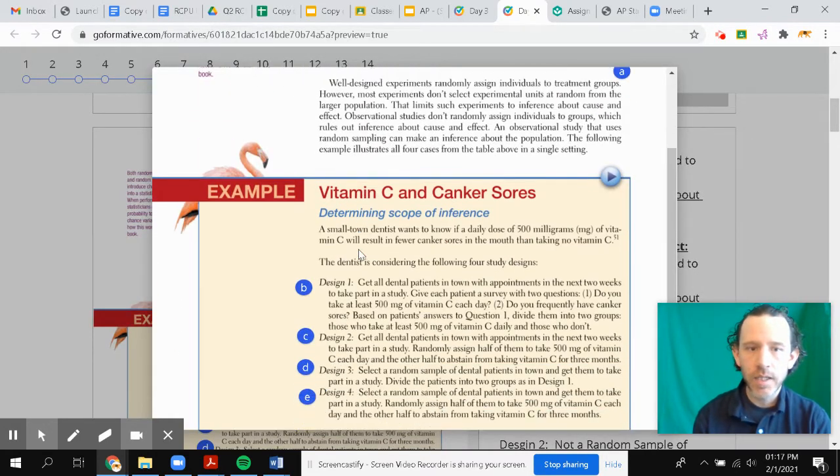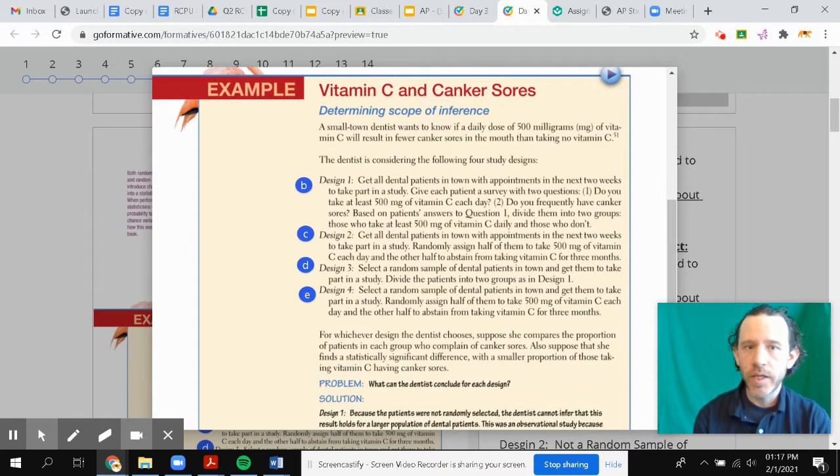Okay, so we're looking at this example where a small town dentist wants to know if doses of vitamin C will result in fewer canker sores in people's mouths. And we're going to look at 4 different designs, 1, 2, 3, and 4, and then see with those designs what kind of conclusions we can make.